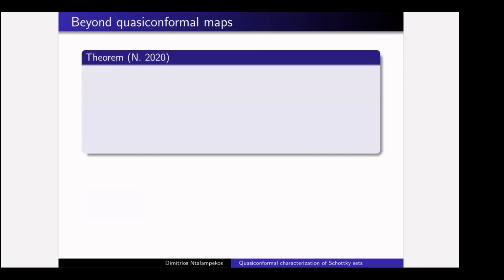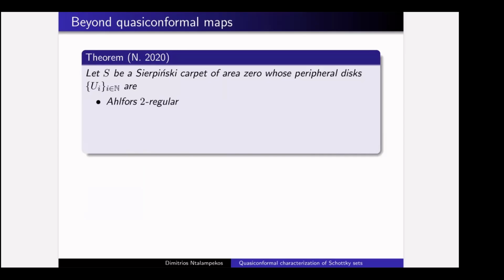Well, in my thesis, I proved another result. I removed this assumption, actually, and I got another uniformization result. So suppose that we have a Sierpinski carpet of area 0, and for the peripheral disks, we assume that they are Ahlfors 2-regular. So let me remind you, it means that if U_i is a peripheral disk and we intersect it with a ball of radius r centered at x in U_i, with r small, then the area must be comparable to r squared. So we assume that they're Ahlfors 2-regular.